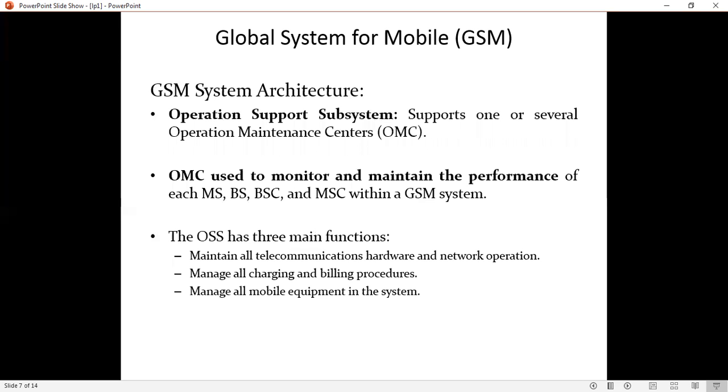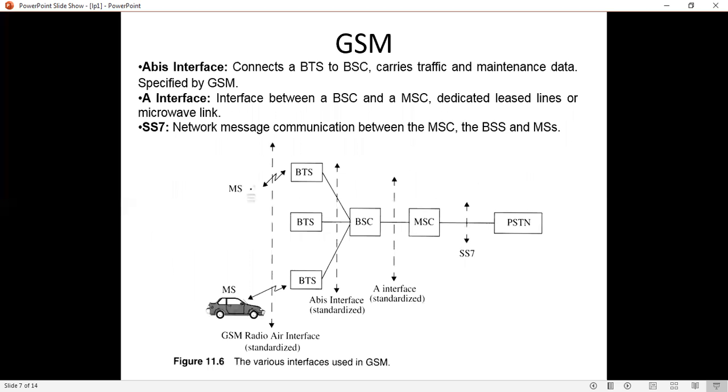Next, we'll see about the operating maintenance subsystem. On the whole, it will maintain this GSM architecture. Maintenance means maintaining all the telecommunication hardware and network operation, managing all charging and billing procedures, and managing all mobile equipment in the system. All this process will be done by the OMC of the GSM system.